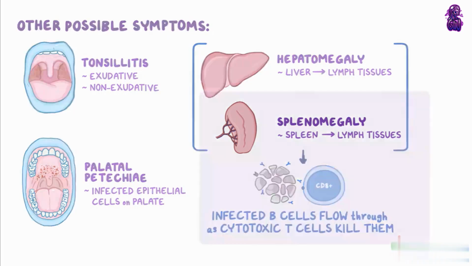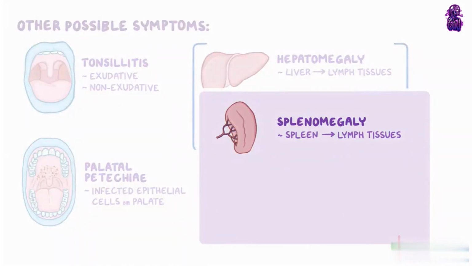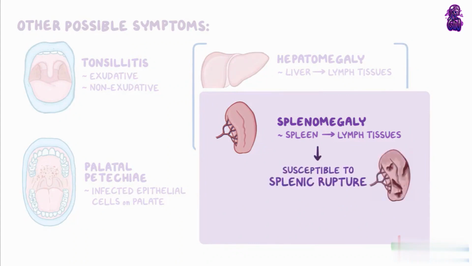The splenomegaly, though rare, is of particular importance because an enlarged spleen is more susceptible to rupture, and splenic rupture can result in excessive bleeding and even death.